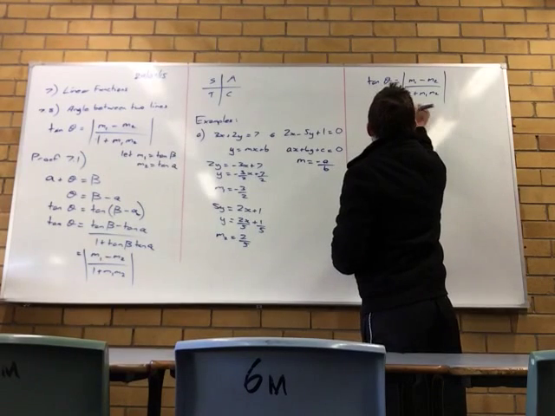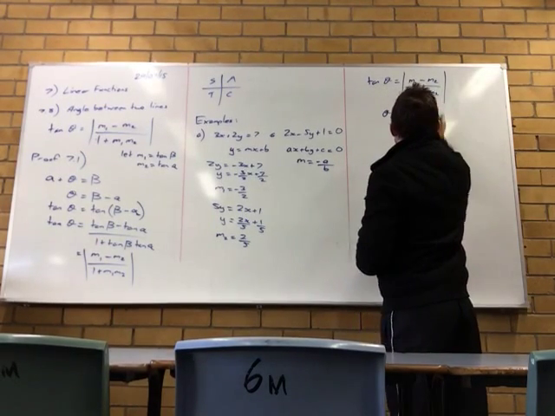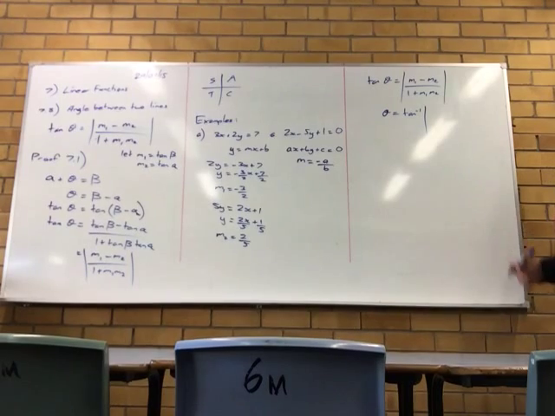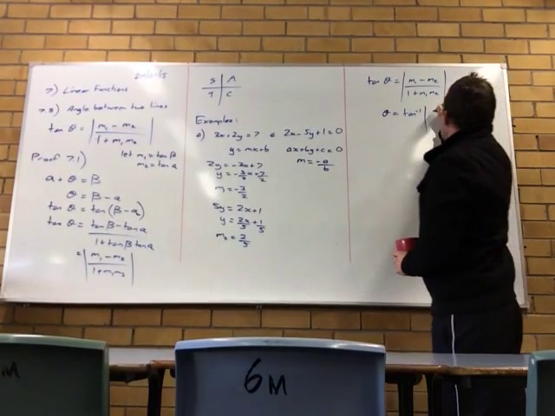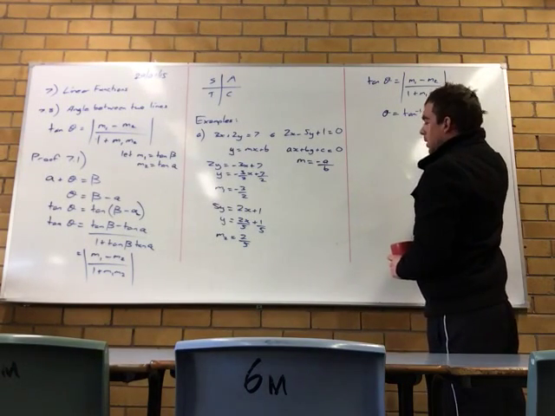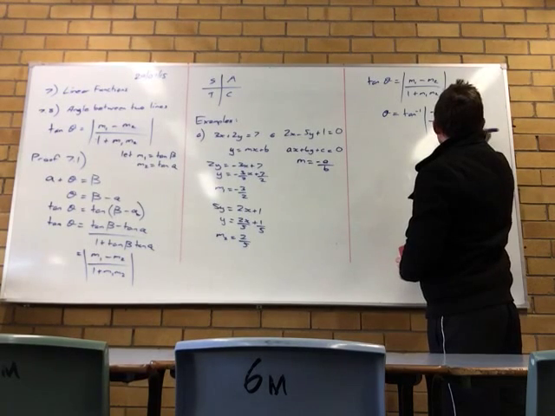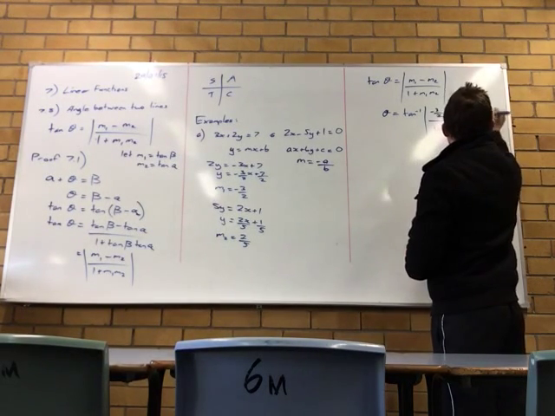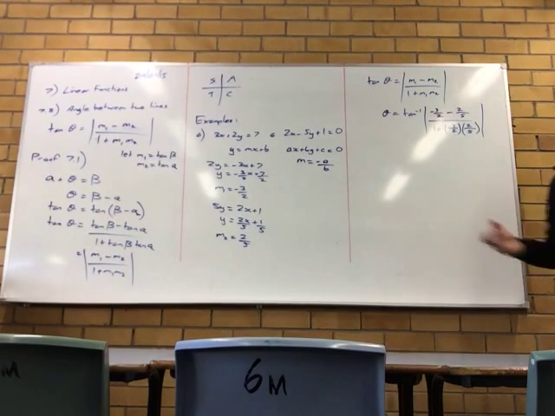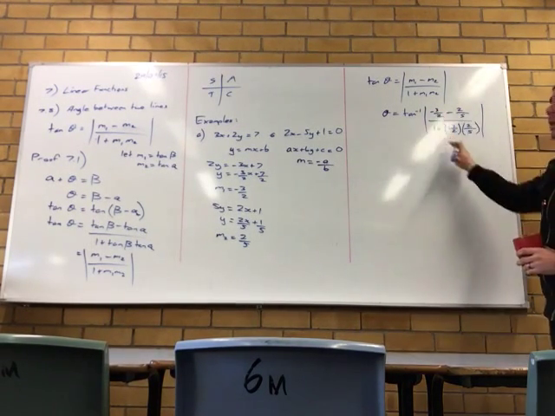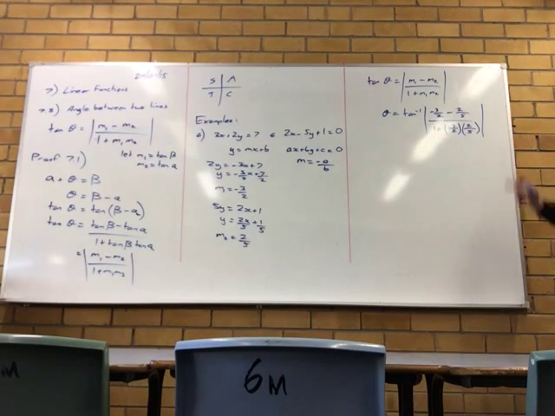So theta is going to be tan inverse. We're calculating that angle that's formed by those two lines. Negative 3 over 2, take away 2 over 5, over 1 plus negative 3 over 2 times 2/5. At this point, I would be putting this part in the calculator to make sure you get it positive. I'm not sure if there's a setting on your calculator that will return absolute value.